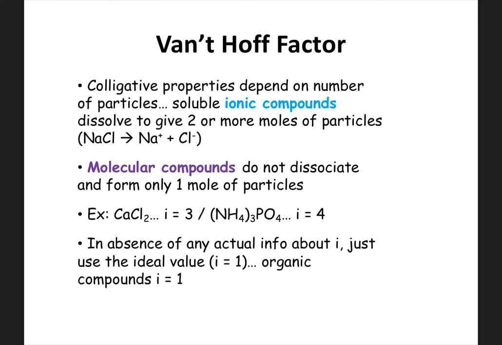If the problem doesn't give you any information about I, you're just going to use I equals 1. Or if it's an organic compound, it's always going to be 1 because those are molecular compounds. But if you're given an ionic formula, you have to be able to look at that formula and know, okay, this is what the I value is going to be. But if it's a larger molecule, an organic molecule, a covalent molecule, you just have to assume that it's 1. So you're going to use that Van't Hoff factor here in these problems.